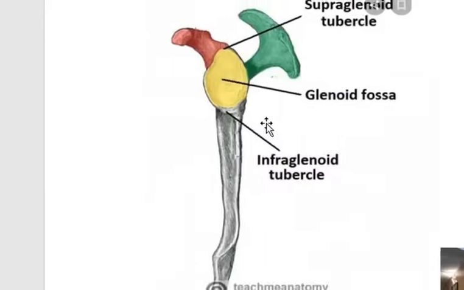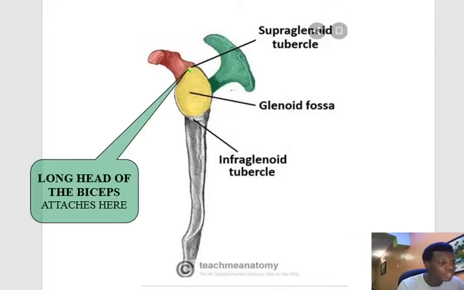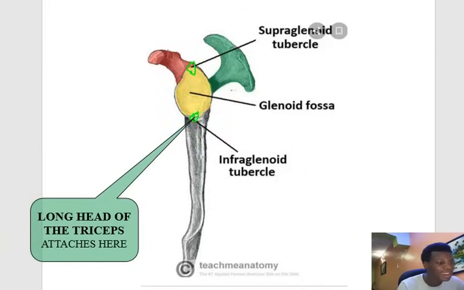I have a better picture of that. Alright, so there's a picture from Teach Me Anatomy, and you can see the supraglenoid tubercle right there, that very important tubercle. And then inferior here too, we have the infraglenoid tubercle.